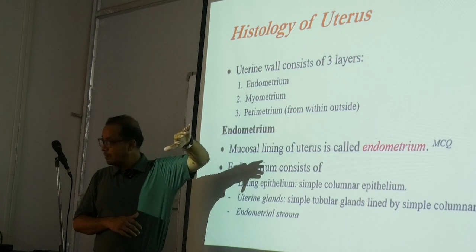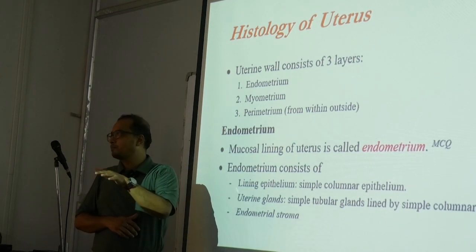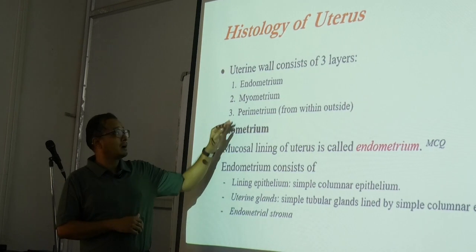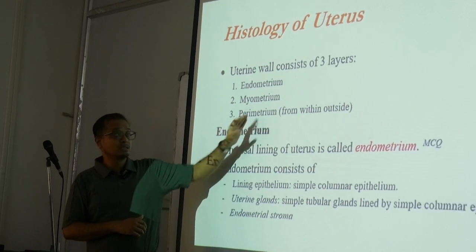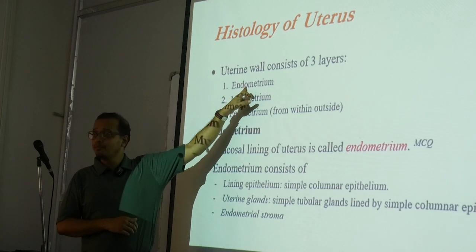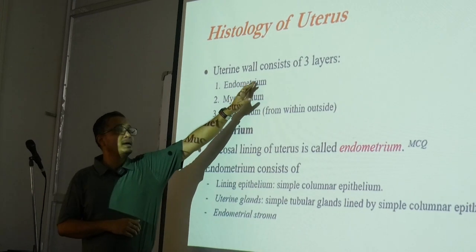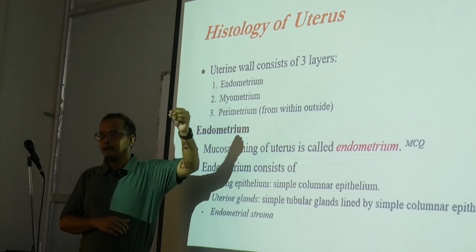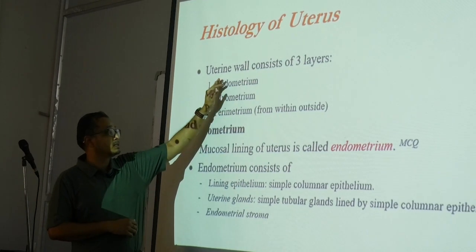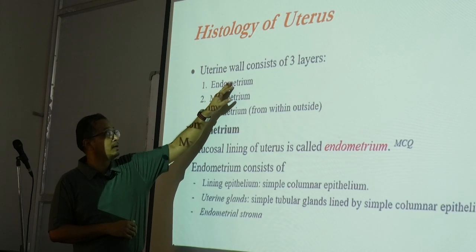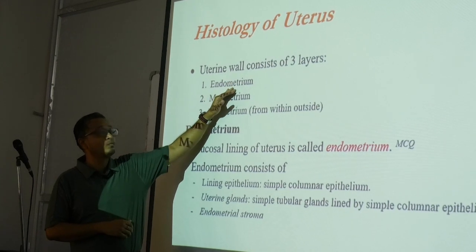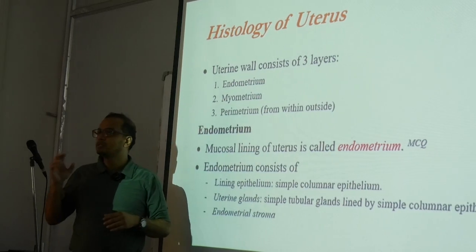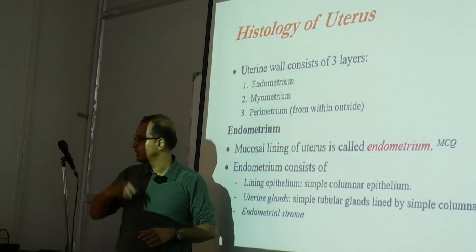So that means we have the epithelium, then we have the lamina propria, then we have the muscle layer, then we have the outer layer, the perimetrium. If you take this endometrium, it is made of two layers. One is the cells lining this layer, and then deep to that, we have the lamina propria. Within this lamina propria, we are going to see some glands. We call them uterine glands.